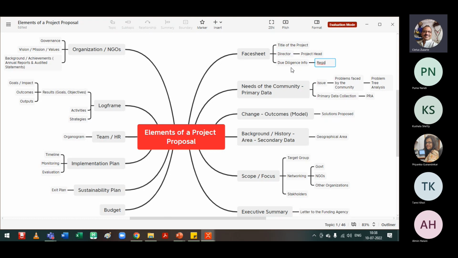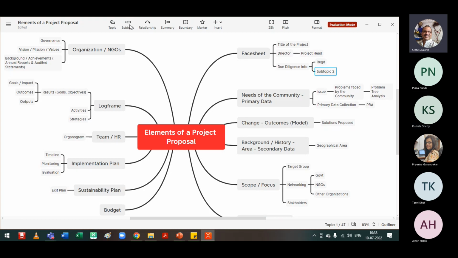Then you will also give certain information like, what is the other information that you need to give? 12A, 80G, PAN card, MCA registration, CSR-1 number. Yes, all the other registrations. I'll just put it down as any other relevant registrations. Trust deed, yes, the trust deed will come here.